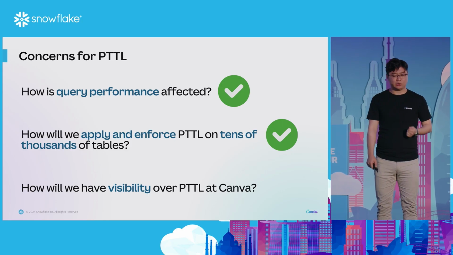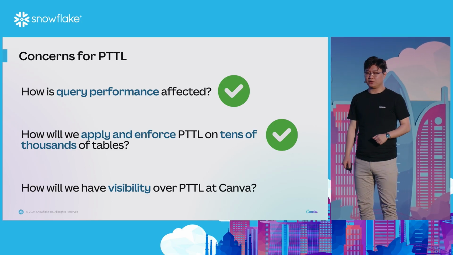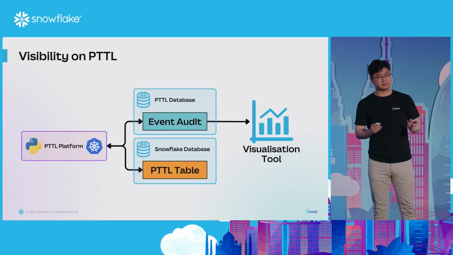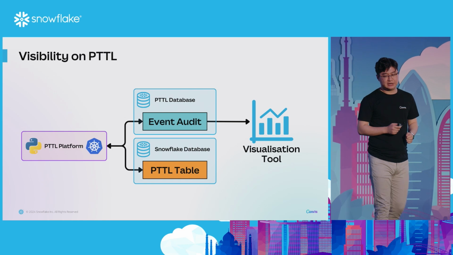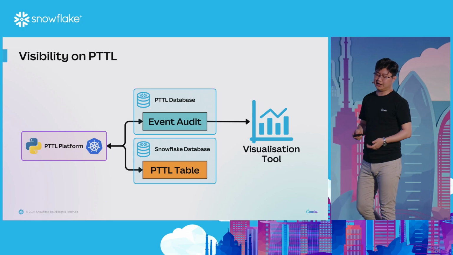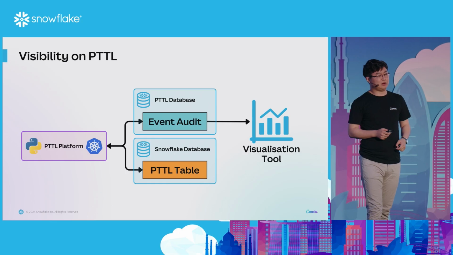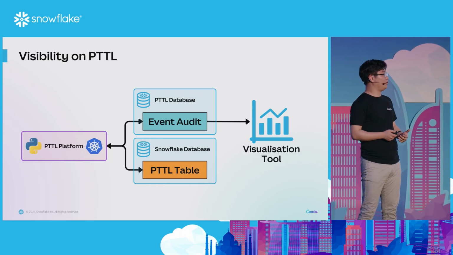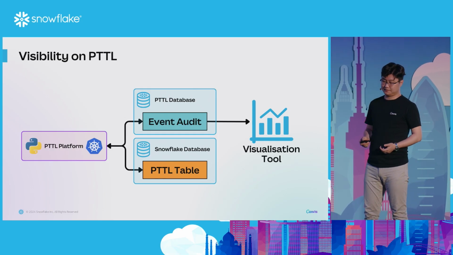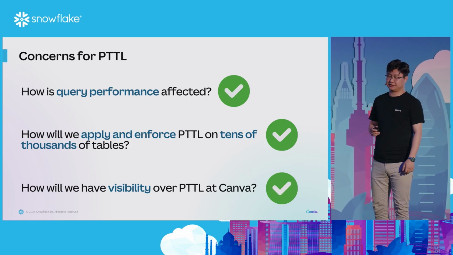Finally, we need to address our last concern, which is how we will have visibility of PTTL at Canva. This is particularly important as some departments would like to know how many tables have PTTL defined and other metrics. We achieve this by logging an event to a separate PTTL event table on Snowflake whenever an action is performed by the PTTL platform. Using these events, we can easily create reports with the desired metrics, such as how many rows were deleted in a table. With that, all three concerns for PTTL have now been addressed.